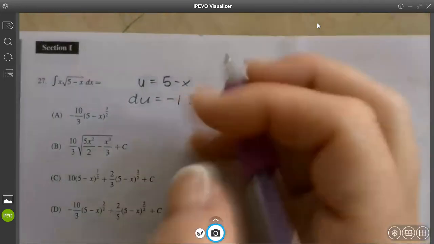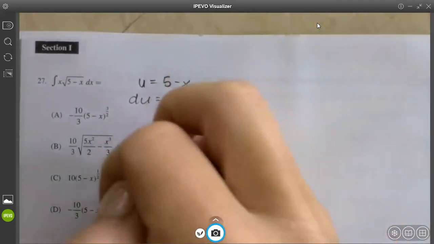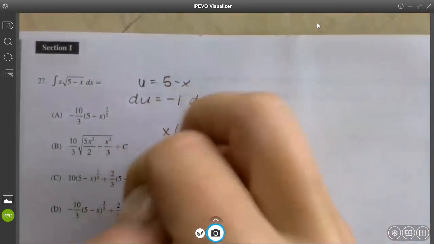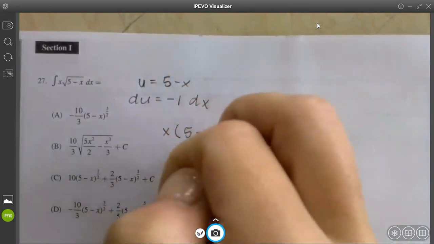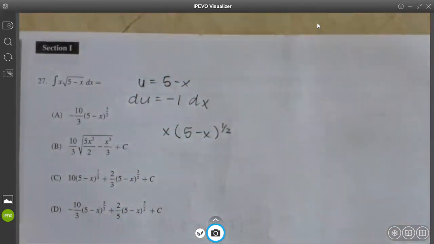We can try multiply. Let's see what happens. I have x times 5 minus x to the 1/2. Can you guys multiply that? No, you can't multiply that. So it actually is a u du. But this is one of those where you have to solve for x. Okay, so this is one of those extra ones.